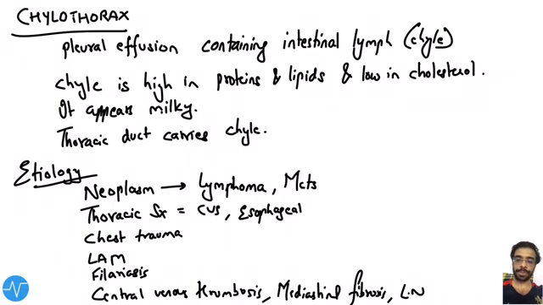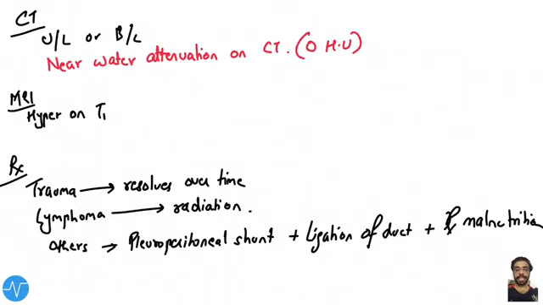How will it be seen on CT? It is seen as near water attenuation, meaning the attenuation of water is around 0 HU. So around 0 HU, this will be seen, which can be either unilateral or bilateral. Since it is high in protein and lipid, therefore it will be hyperintense on T1.